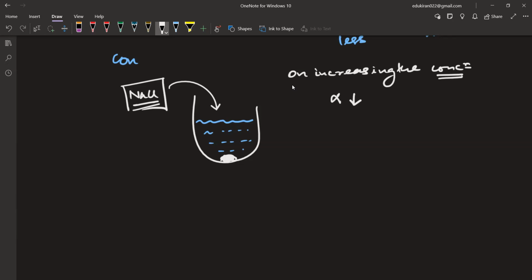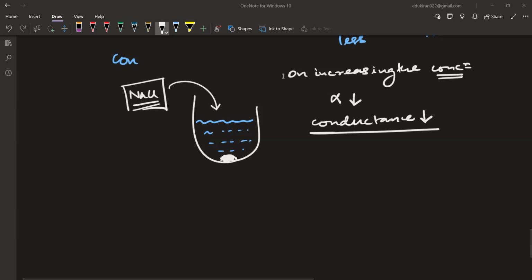Now, if the degree of dissociation has decreased, then obviously what will happen to the conductance? The conductance will decrease. Do you understand this point? Yes or no? Tell me. Fatima, Ahmed, and Sarah. Yes. Okay. So these are the three things, and then the last thing.